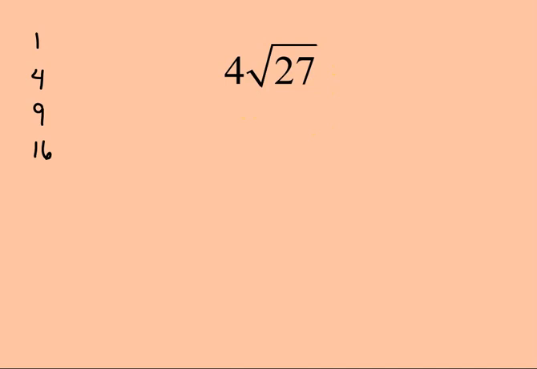Half of 27 would be 13 and a half. So that would fall between 9 and 16. So again, we go smaller. 9 is the first perfect square that's smaller, and 9 will divide into 27 evenly. So 27 is the same thing as 9 times 3.